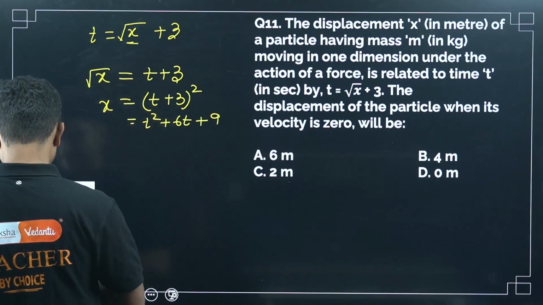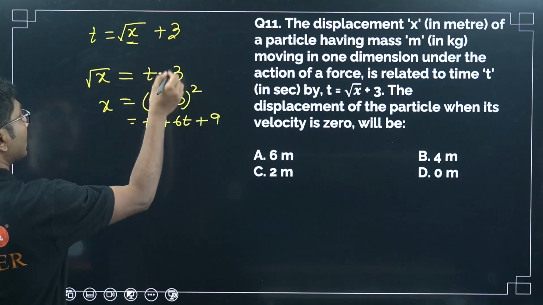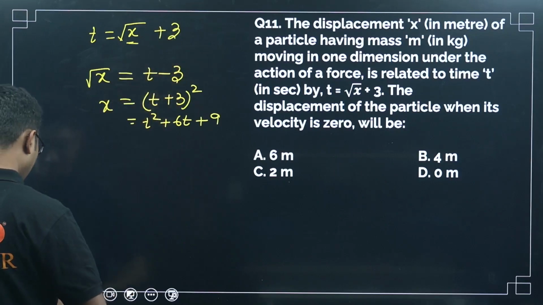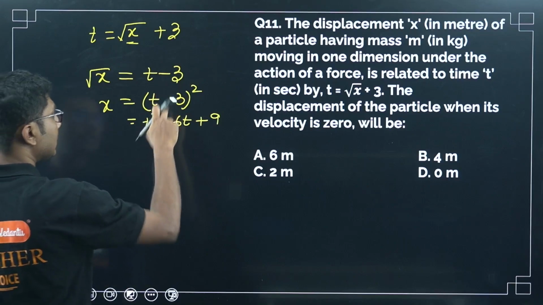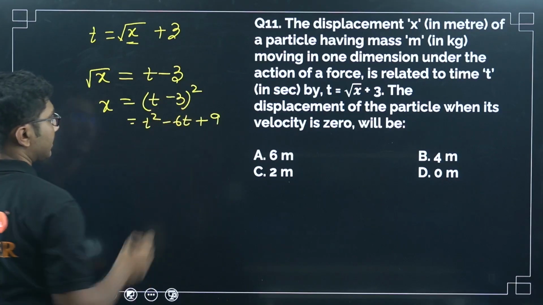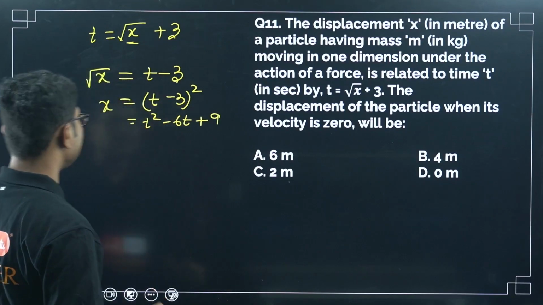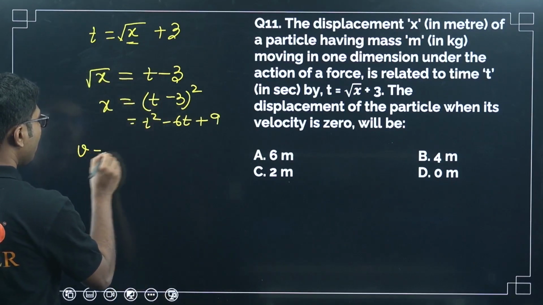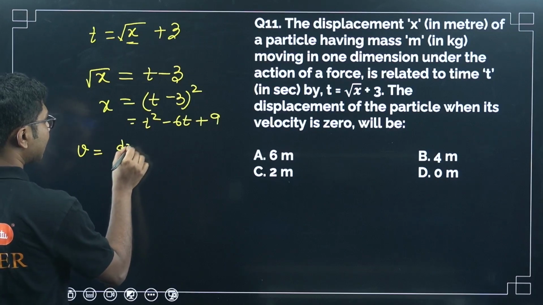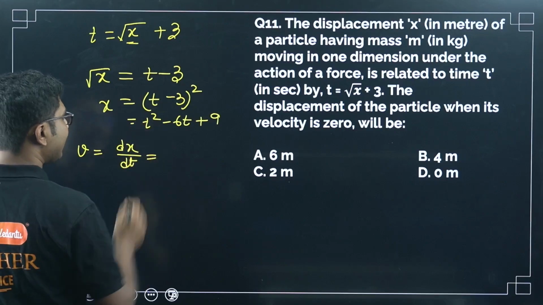Sorry, I made a mistake here. Here it should be t minus 3, sorry. This was plus here, so it will be minus here. So these will be minus as well. Now what we have to do is find where velocity is 0. To find velocity, what do we know? We know that velocity is dx by dt, that is the instantaneous velocity. So let's find dx by dt.